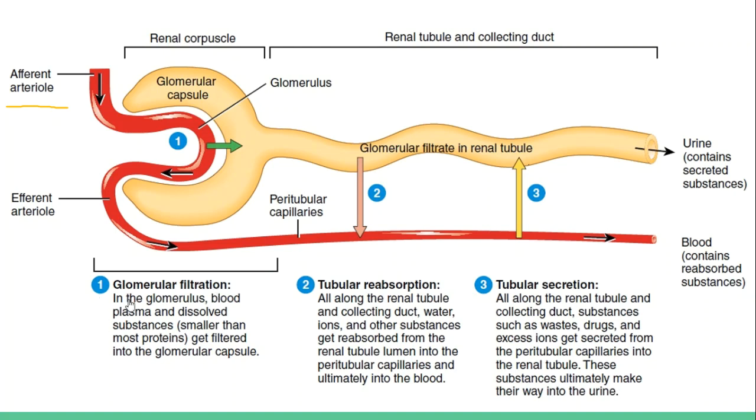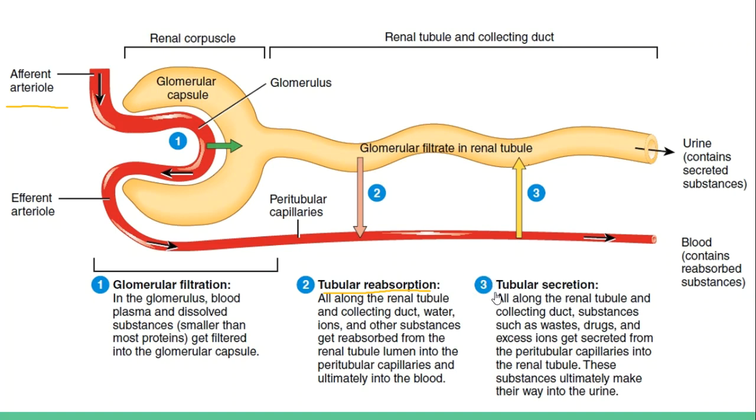Glomerular filtration is a step. In the glomerulus, blood plasma and dissolved substances smaller than proteins get filtered into the glomerular capsule. The small substances are glucose, water, and mineral salts, whereas the large particles such as red blood cells cannot be filtered through the tiny pores. Look at 2, tubular reabsorption. Along the renal tube and collecting duct, water, ions, and other substances get reabsorbed from the renal tube lumen into the peritubular capillaries and ultimately into the blood.